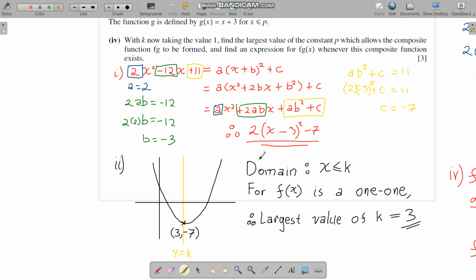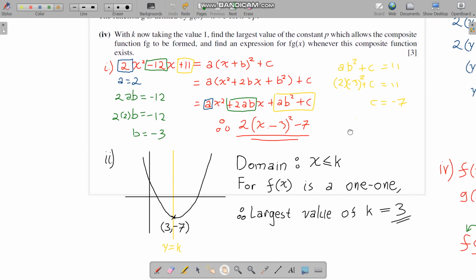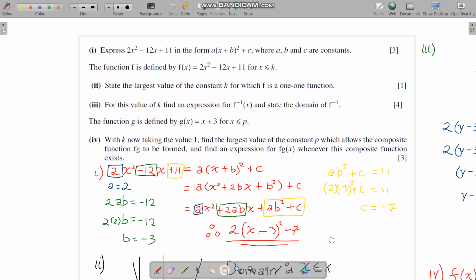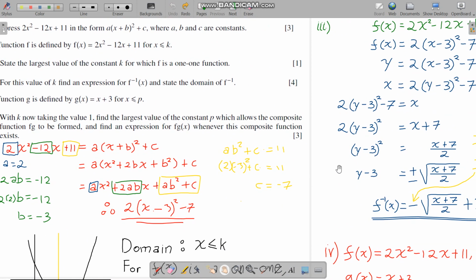So the domain is x is smaller than k. For f to be 1-1, the largest value is k equals 3 because we are using the left side, and when k equals 3, this is a 1-1 function. For this value of k, find the inverse and the domain.